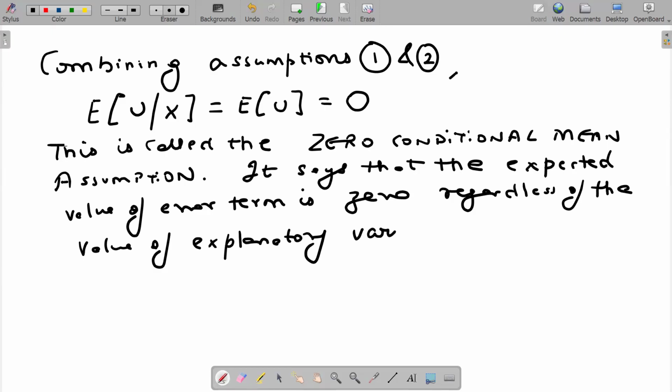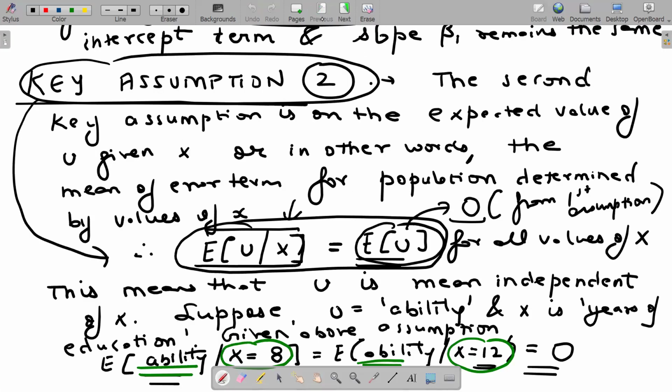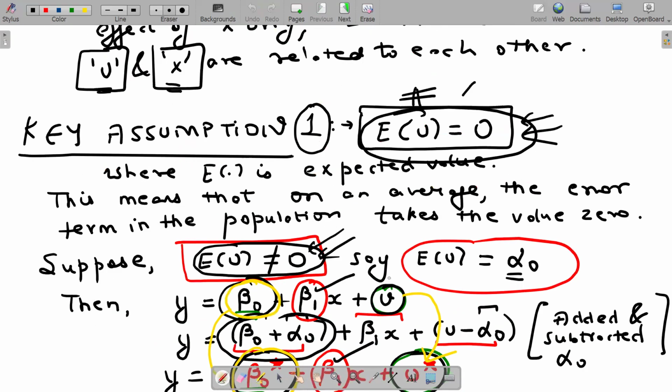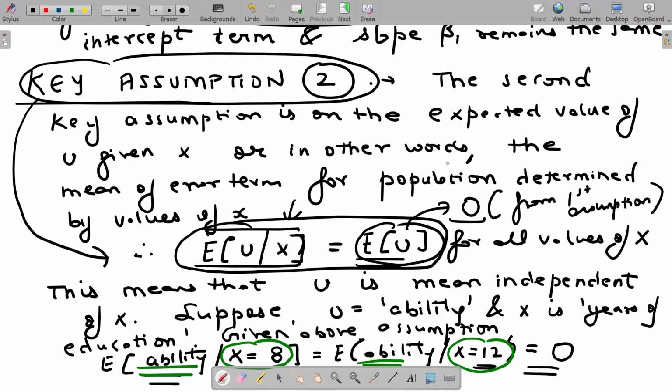Regardless of the value of the explanatory variable x. So I hope students are understanding this. The first assumption was telling us that the expected value of u is 0. That means in the population, on an average, u takes the value 0. The second assumption was telling us that u is mean independent of x. It means that the occurrence of x has no impact on the expected value of u.